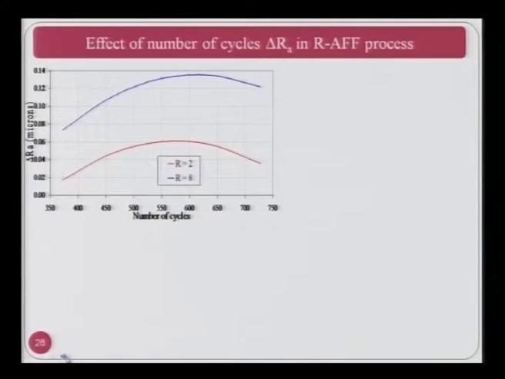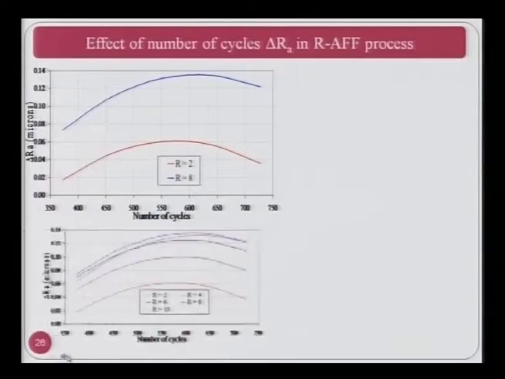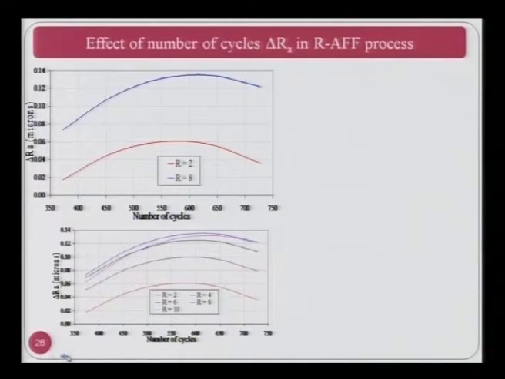Effect of number of cycles: as you see here, as the number of cycles increases, the delta RA keeps increasing, but it attains a maximum value beyond which it starts decreasing. So, definitely we should select the optimum number of cycles where you get the maximum value of delta RA, and it comes out around 600 cycles.